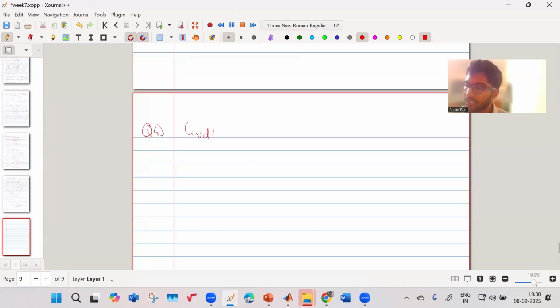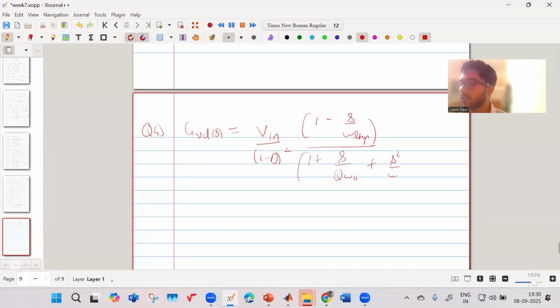So how I'd like to look at this question is question 4. You have your GVD, right? That is for a boost converter I'm considering. That is Vin upon (1 minus D) squared, into 1 minus s upon omega RHP, upon 1 plus s upon Q omega naught plus s squared upon omega naught squared. Similarly, you have your modulator gain, which is equal to 1 upon Vm.